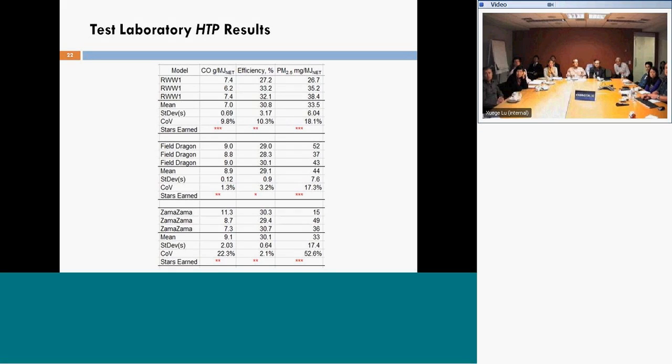Here are the stars earned, the little red stars. These show what the stove scored on its 3 chances to get a star, and you could get as many as 9 stars, and this top one got 8, which is really good. Draw your attention to the coefficient of variation on these results. These are only 3 tests, and you see that these are really low. So the test, and how it's calculated, is precise.